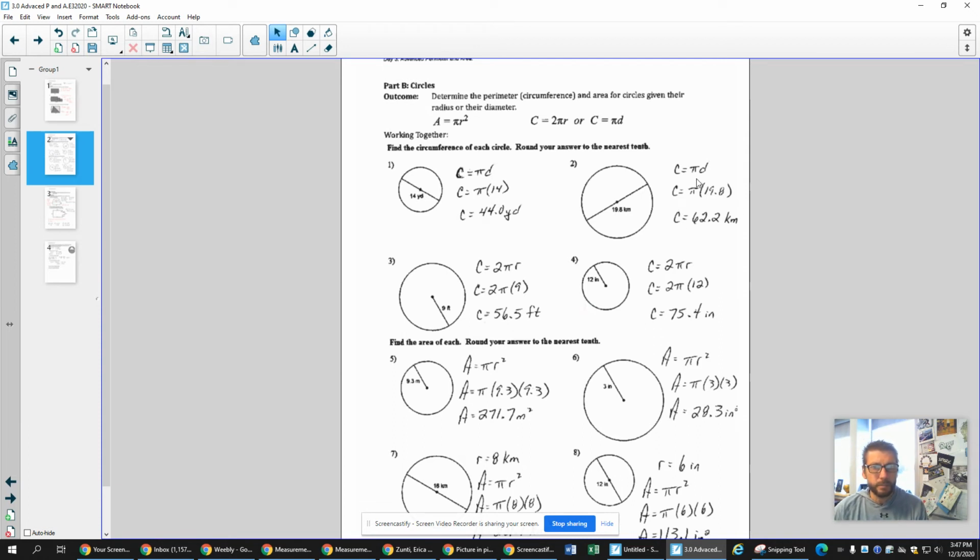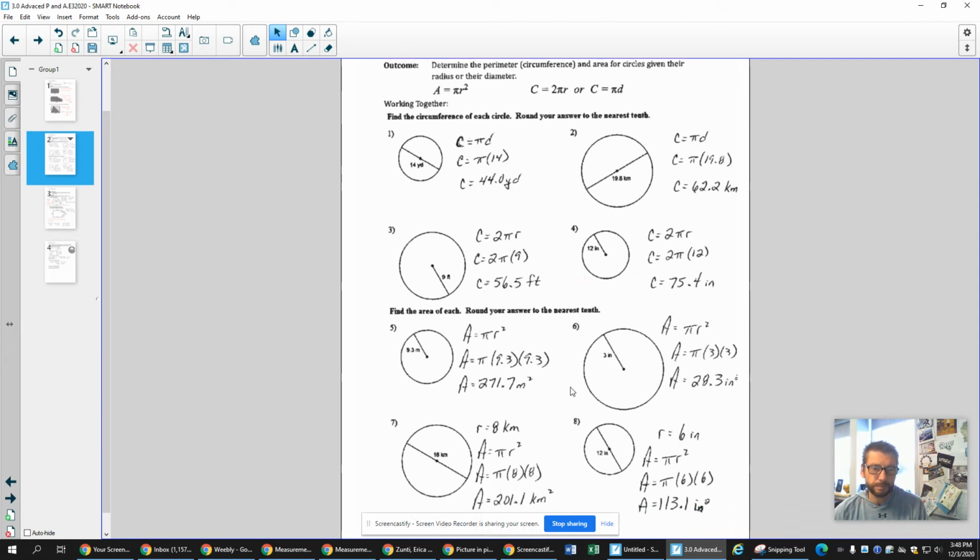And the same thing for number 2 then. Pi times 19.8, because we're given the diameter. And then quite often we just round things off to the nearest tenth. And for number 3 and number 4, you're given the radius. So I switched my formulas to represent that I have the radius. From the center to the edge is 9. So my circumference is 2 times pi times r, 2 times pi times 9, rounding off to 1 decimal. And then same thing for number 4, 2 times pi times 12, rounding off to 1 decimal.